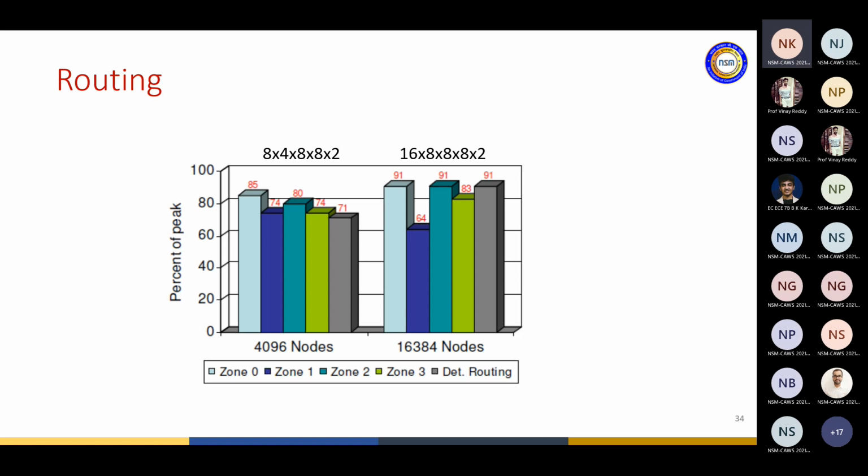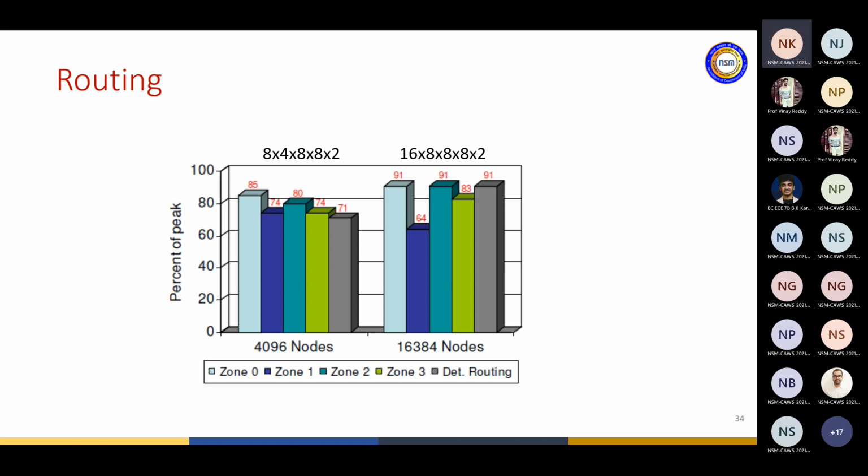How many different ways are there? And what are the ways? 2 ways: 1, 2, 3, right? 1, 2, 3, and 1, 4, 3. So this is just in 2D. So imagine in 5D, you have multiple ways to reach from one node. So that is why you need to have a routing policy.